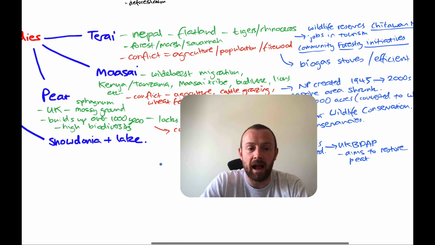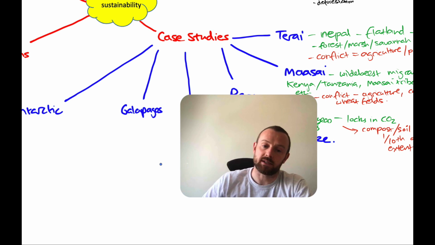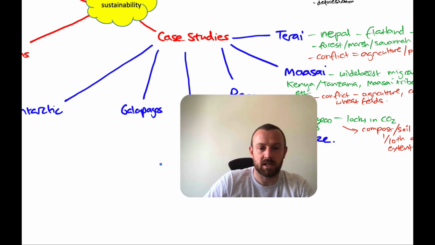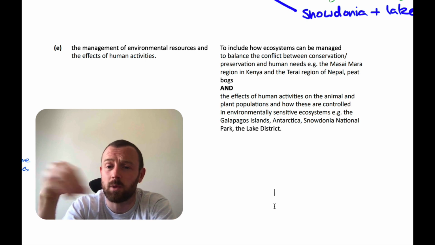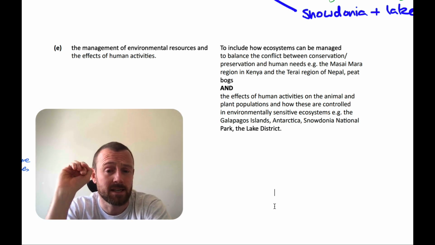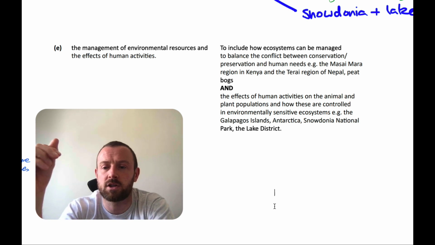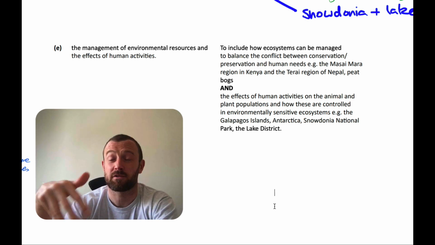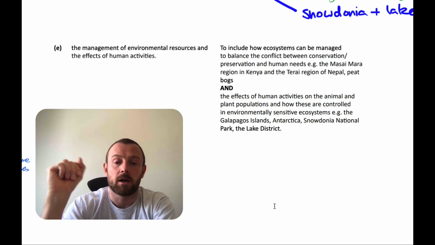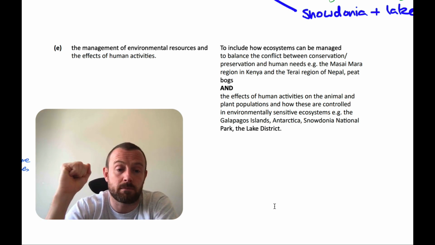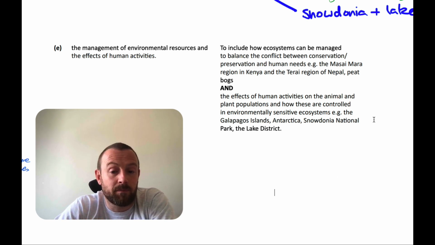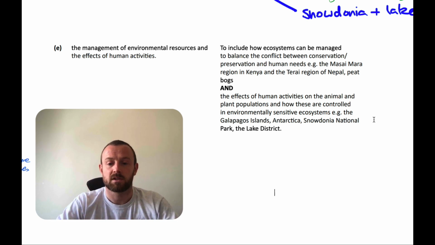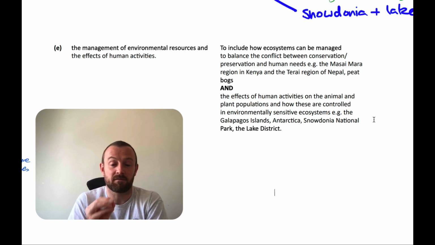Okay, now we're going to look at some other case studies of four other places where there is a specific vulnerability. I wanted to show you the syllabus statement for this, and actually it's for this whole thing. I meant to show it to you before, but people often ask, do I need to know all the details of all of these case studies? It's really difficult to say, but I don't think so. I don't think you'll ever get a gap fill which expects you to complete what species there are in Masai Mara. But what you do need to understand is strategies for the management of environmental resources and the effects of human activities. So this is the syllabus. It says to include how ecosystems can be managed to balance the conflict between conservation and preservation and human needs. So we've looked at those first three. That's what we've done. And now we're moving on to look at these specific environmentally sensitive ecosystems.